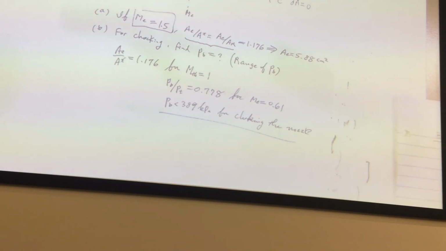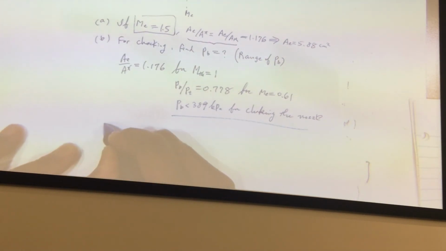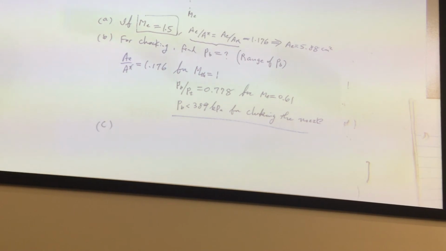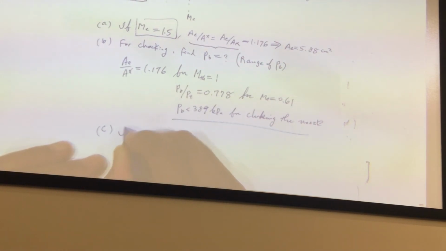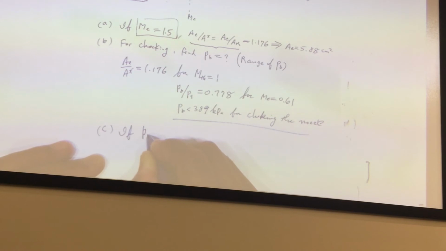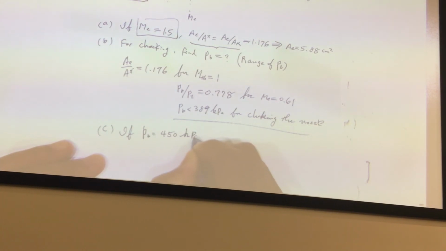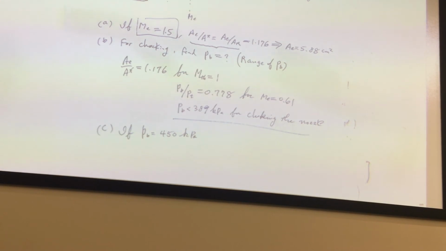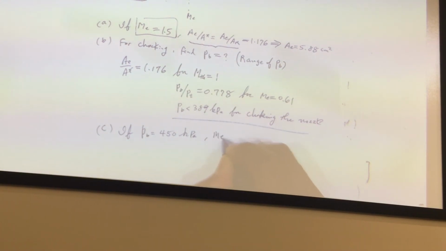Part C is, what happens if PB is equal to 450 kilopascal? What is your exit Mach number?